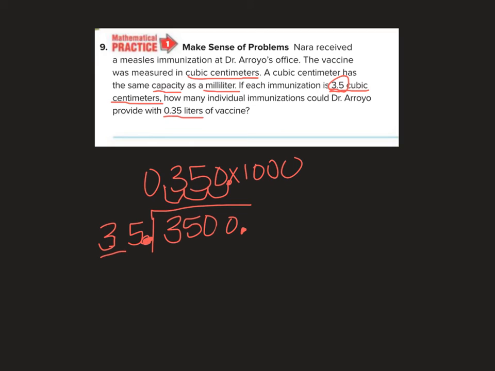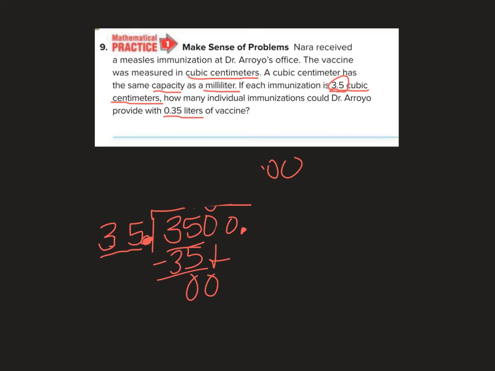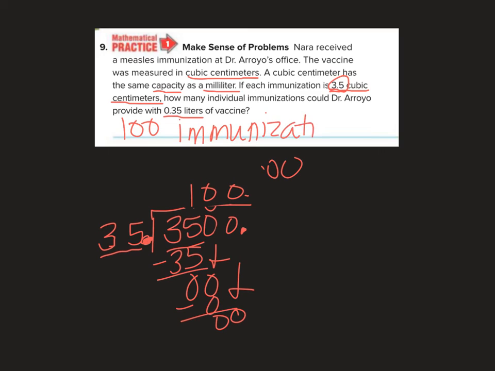Okay, so 35 divided by 35 is 1. Minus 35, we get 0. Hopefully you can see that's going to be 100. Let me erase all this so it's not so confusing. 100, right? Because I'm going to subtract 0, bring down my 0, so then it's still going to be 0. Then I'm at my decimal point. So how many individual immunizations? 100 immunizations. That's a doozy of a word.